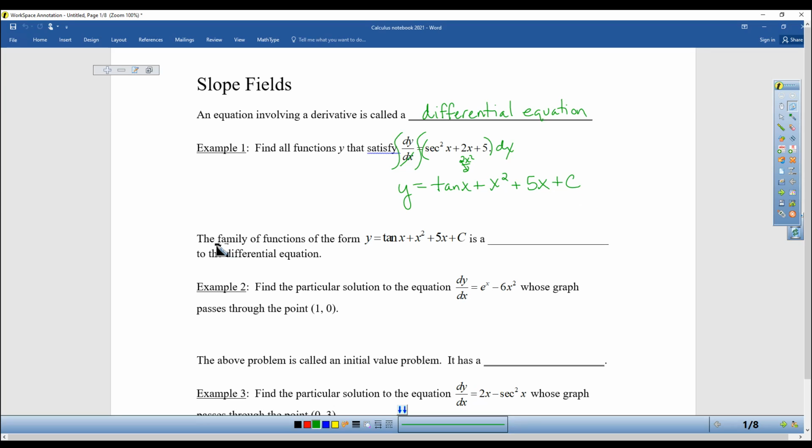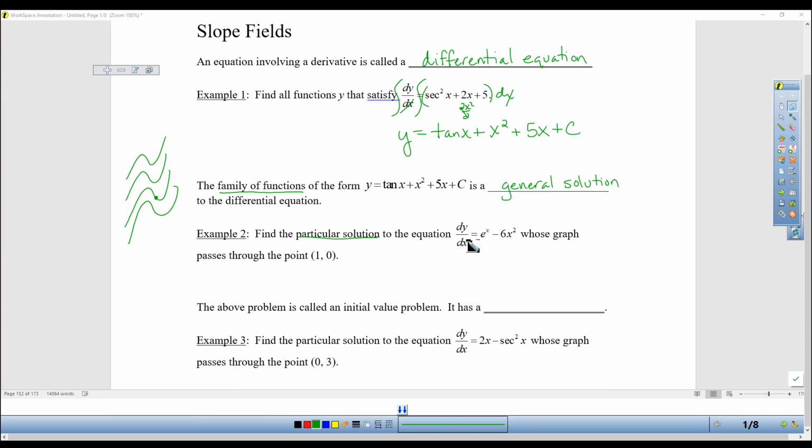We do that because there's an entire family of functions of the form y is equal to tangent of x plus x squared plus 5x that all have the same derivative. So this is considered a general solution. When you write plus c, that's considered a general solution. But sometimes we want a particular solution. So instead of just saying, well, I know it's one of these graphs, but I don't know what C is, if you give it a point and say, no, I want it to go through the point (1, 0), now you can actually find an answer. So let's go ahead and do that.